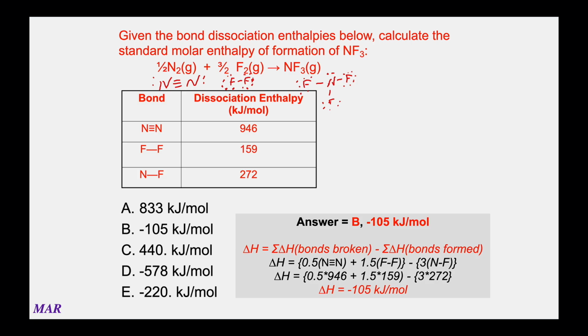So this is an exothermic reaction. Nitrogen trifluoride wants to be made from nitrogen and fluorine gas. And again, this is the one time you'll need your calculator. Make sure you see the stoichiometries, because they're also part of this.